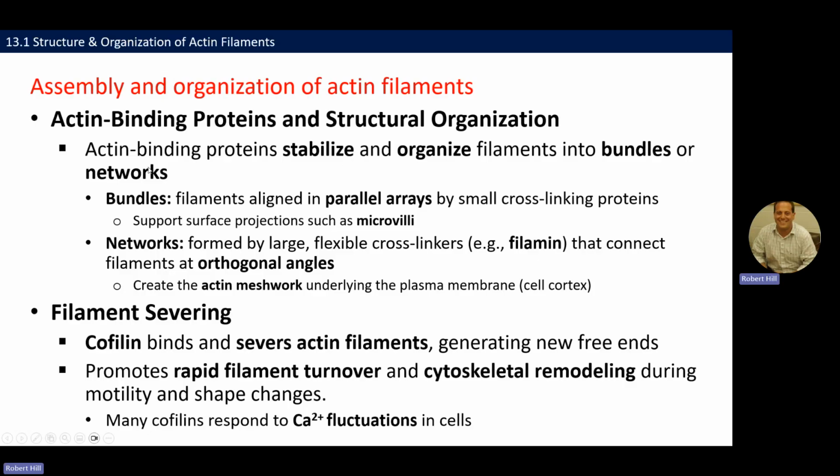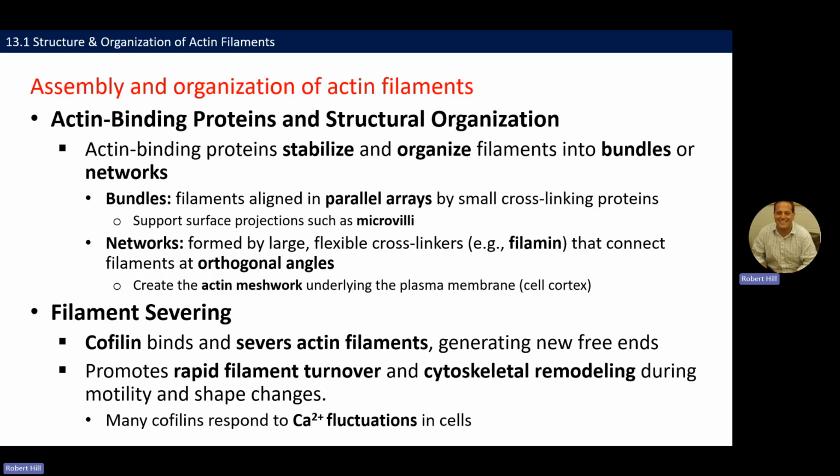Okay, additional proteins can arrange the actin in parallel arrays, which we call bundles. And it can also arrange the actin into right angles, and we call these networks. So bundles and networks. There are also proteins that can sever actin, right?